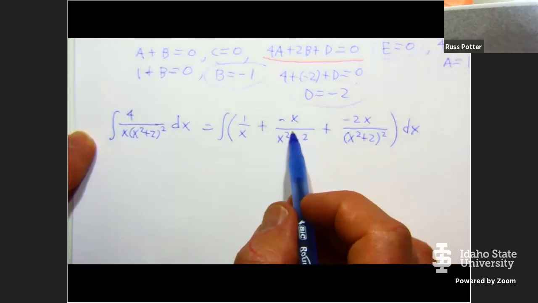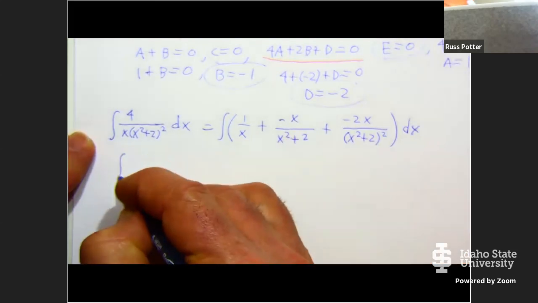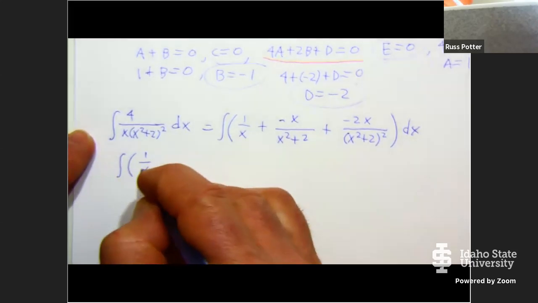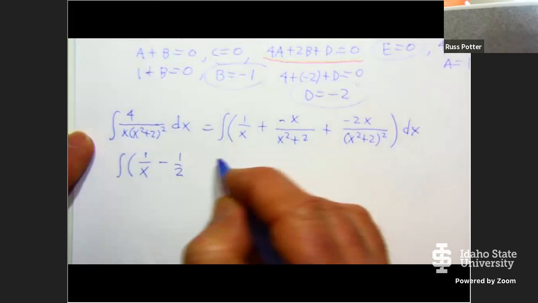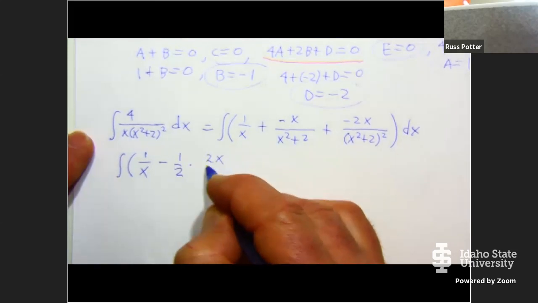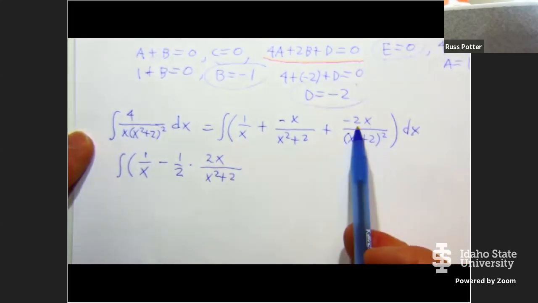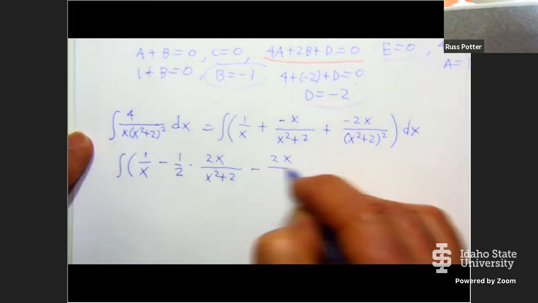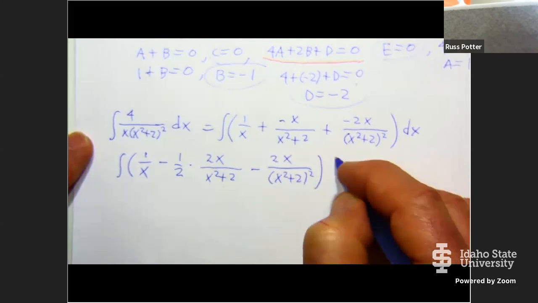So I'm going to do a little bit of alteration on this, and then we'll compute the indefinite integral all at once. So 1 over x. And then I'm going to write minus 1/2 times 2x over x squared plus 2. And then here I'll just write minus 2x over the quantity x squared plus 2 squared dx.